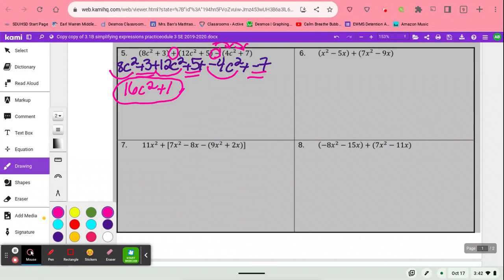16c squared plus 3. 16 here is called a coefficient. 1 here is called a constant or constant term. Wonderful. Let's take a look at the next one.